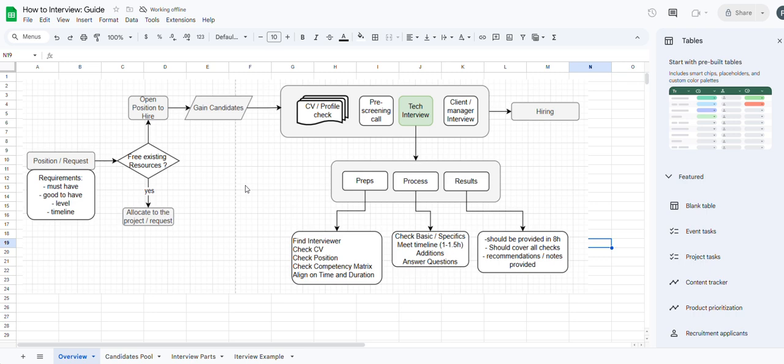We're going to talk about interviews. Especially we will be focused on the tech interview part, but in general, we will review what is happening prior to going to the stage.